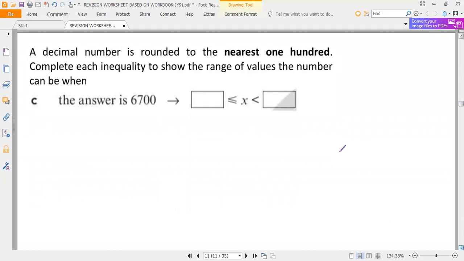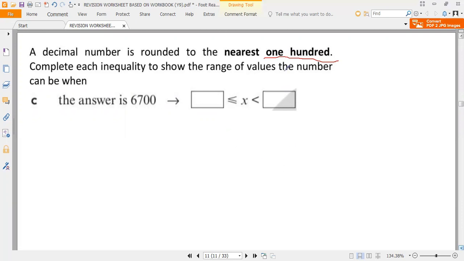This is an upper bound and lower bound question. It's a very easy concept. You should get 6,700 after rounding off numbers. 6,700 is the final answer. So what are the possibilities for the numbers to be rounded to the nearest 100 and the answer becomes 6,700? If you want to do the trial and improvement method, it will take a lot of time.